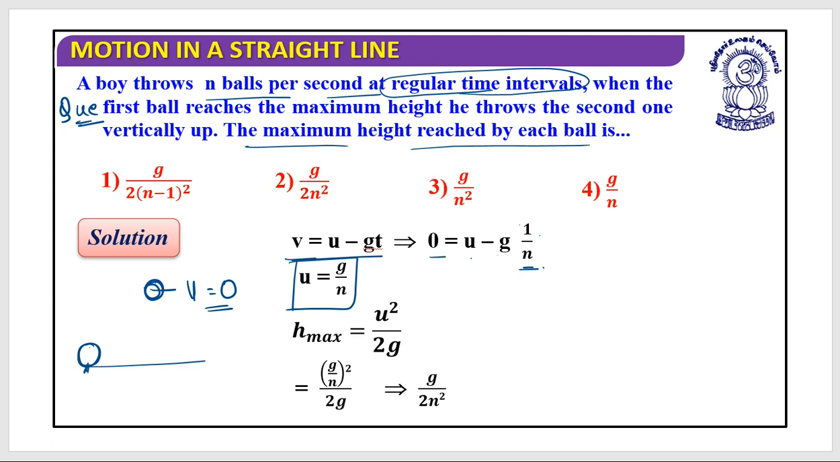Now, if I want to find out the h max, I know that h max equals u square by 2g. So if I replace u equals g by n, whole square, divided by 2g, this will give me g by 2n square. I hope these things are clear to you. Can you do this? Are you sure? This is the h max that each ball has, it's g by 2n square.